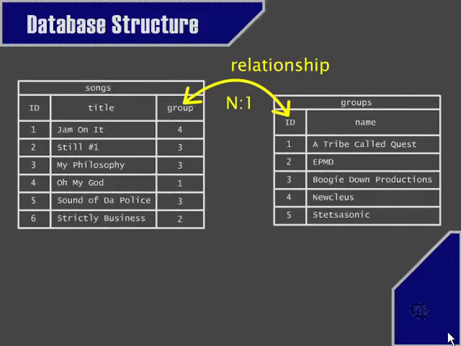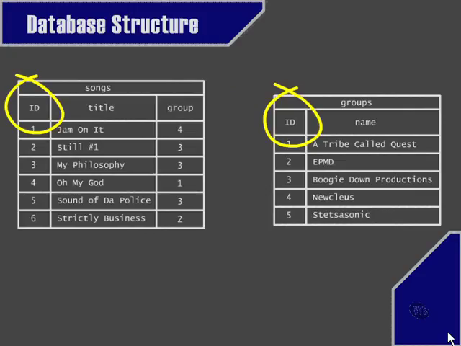Now that we're looking at relationships, I can introduce another very important concept about the database structure, and that is keys. Some columns within our tables are known as keys. These two, for instance, the ID columns in both tables, are the primary keys, which essentially provide a unique identifier by which we can identify each entry within the table. So instead of having to say a tribe called Quest, we can just say groups ID 1.